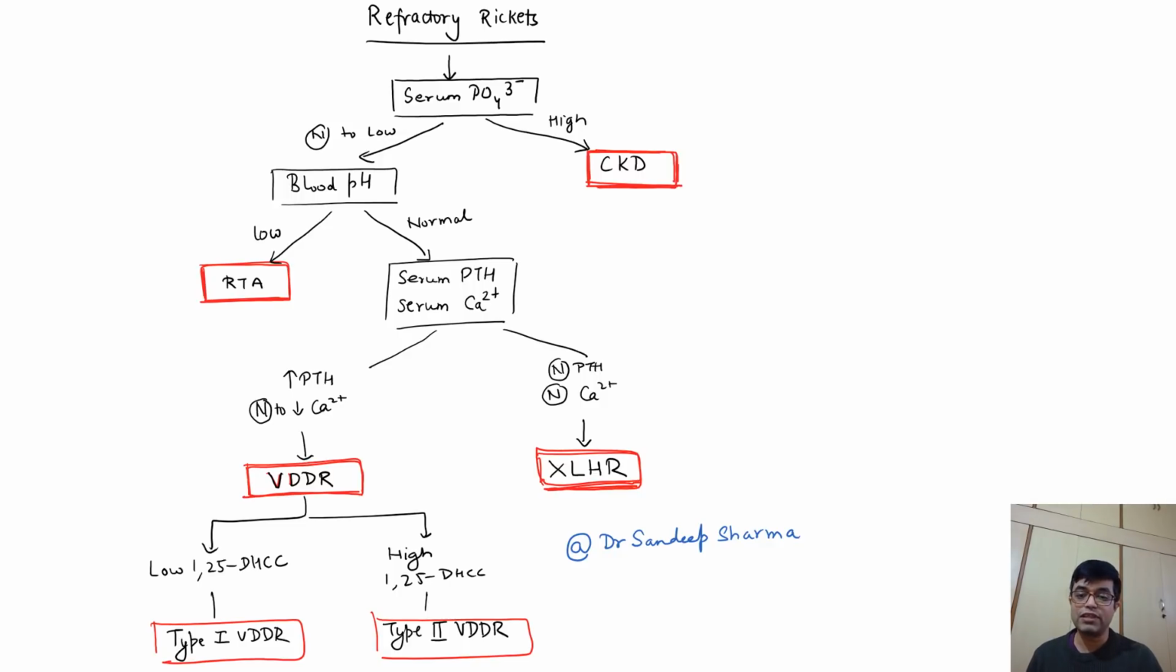If calcium and PTH levels are normal, you would think of X-linked hypophosphatemic rickets. So normal to low phosphate with normal PTH is a feature of X-linked hypophosphatemic rickets. However, if PTH is high, you will think of vitamin D dependent rickets, and vitamin D dependent rickets is of 2 types. If there is low activated form of vitamin D, you call it type 1. If it is high activated form of vitamin D, we call it type 2. Please make this chart 2 or 3 times for practice before you go to the exam. This is a very popular chart for examiners when they frame MCQs.